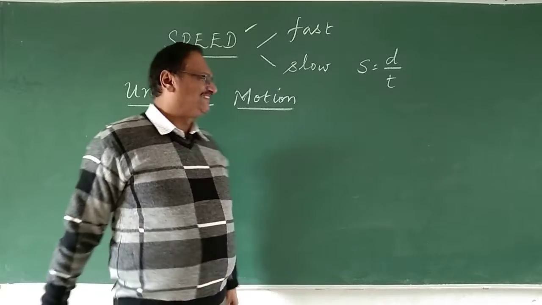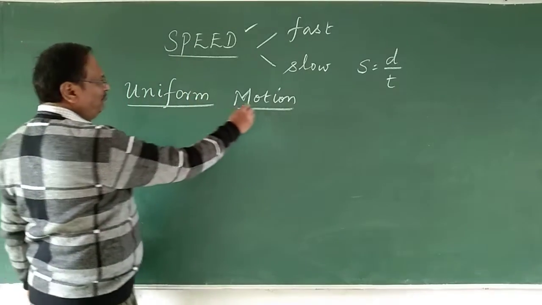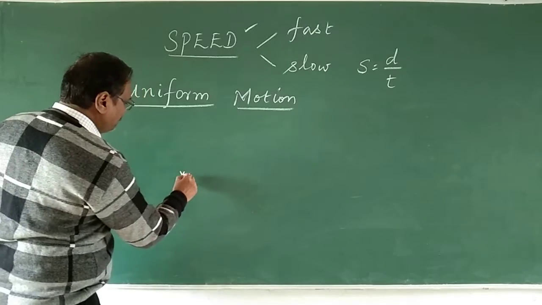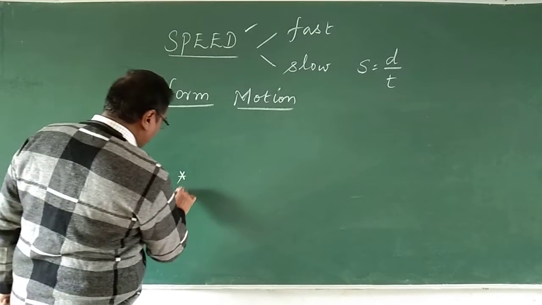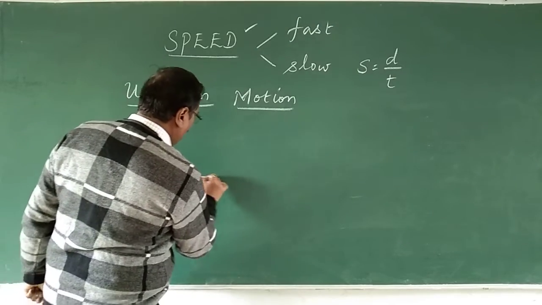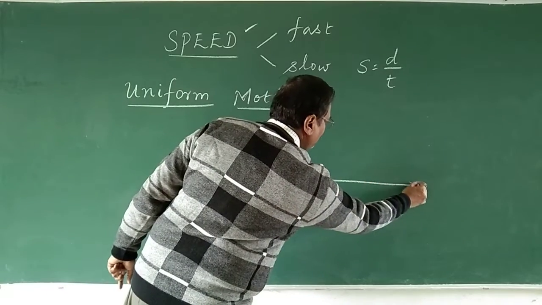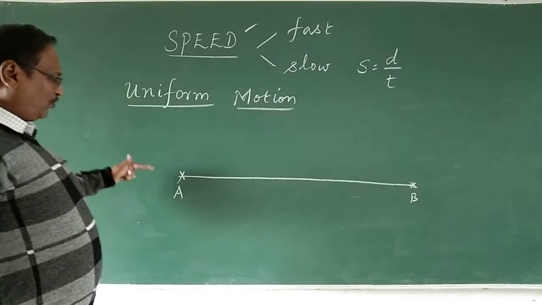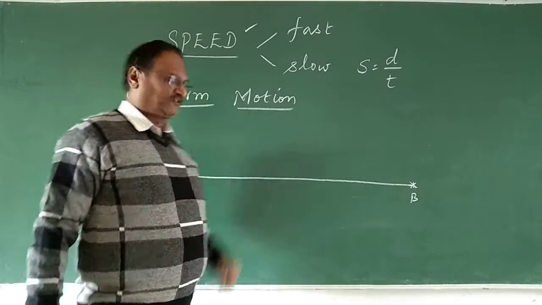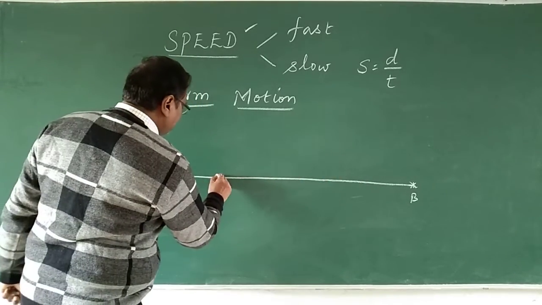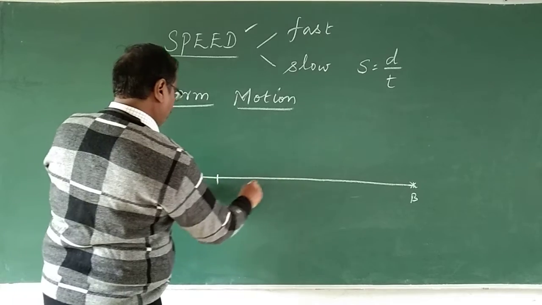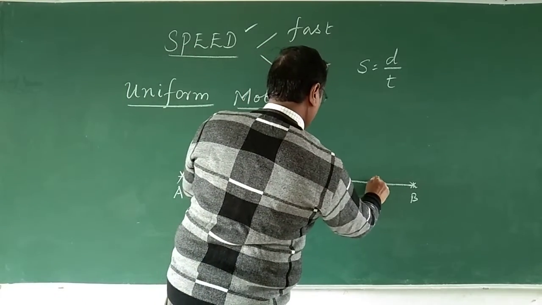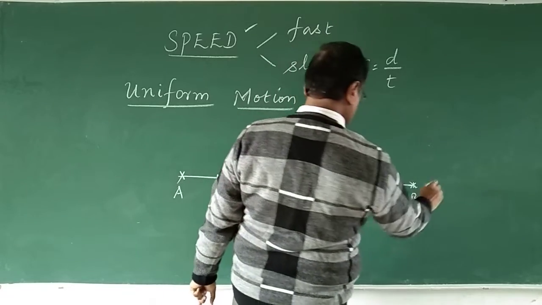Let me continue again. What is uniform motion? Let us say a car is starting from a point A and the car is going straight to some other point B. The car is traveling from one place to another place. Let me divide this into equal parts: 1, 2, 3, 4, 5 and 6.